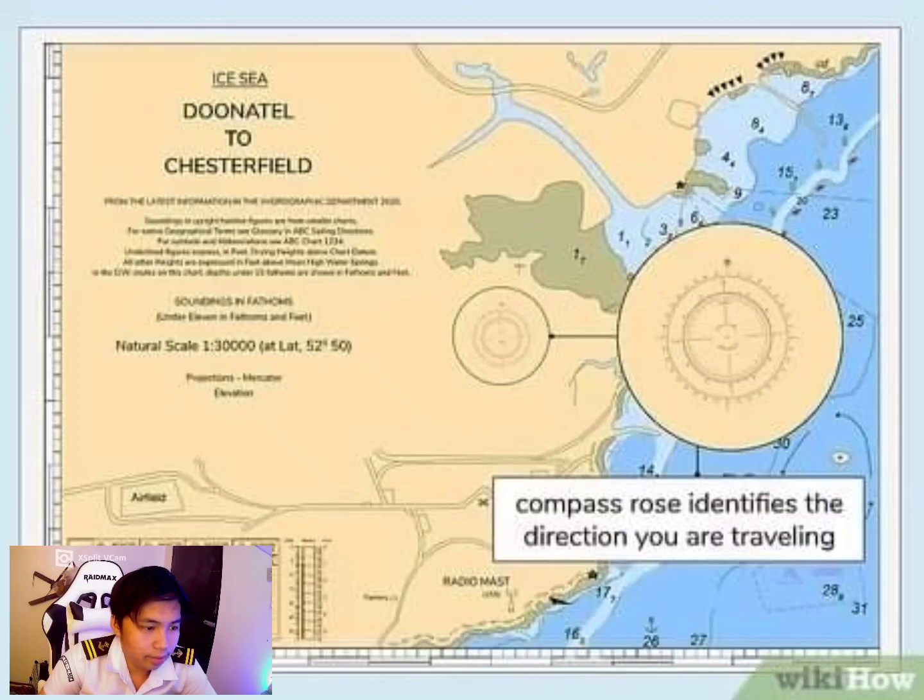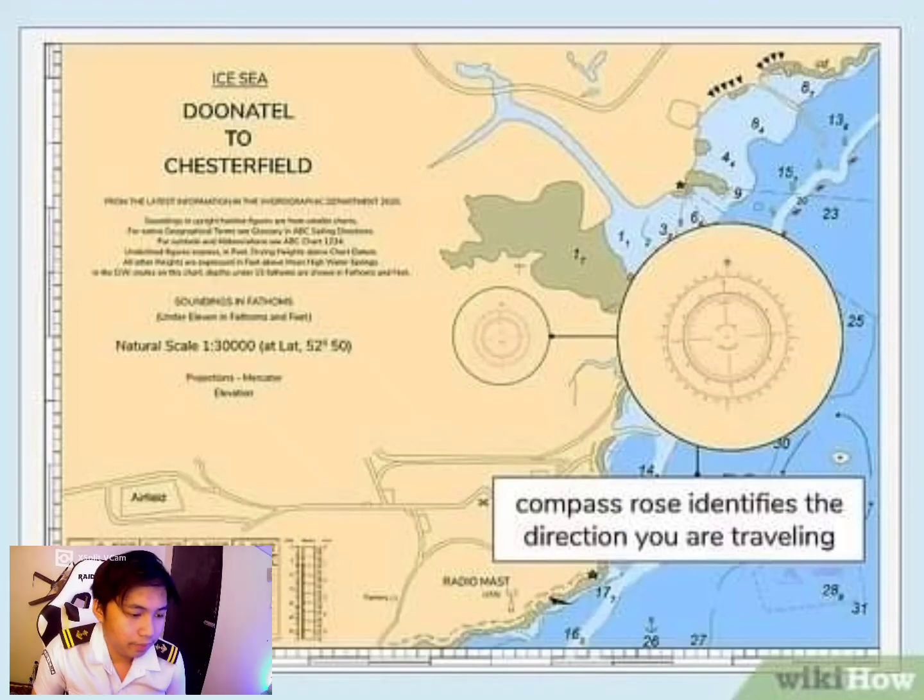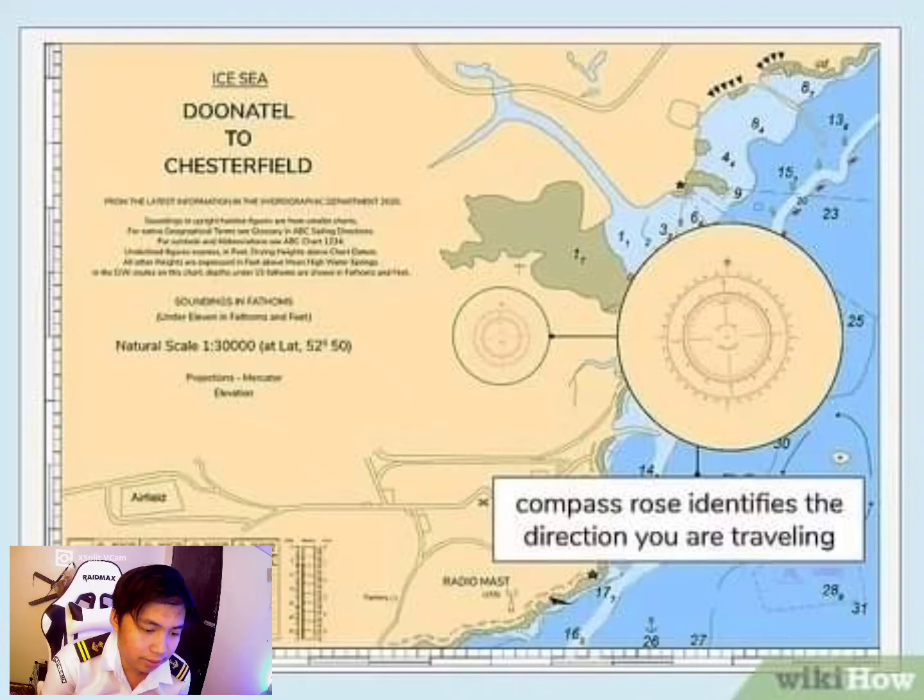Part 3. Identifying common chart symbols. Step 1. Use the compass rose to identify the direction you are traveling. The compass rose is a series of 3 circles surrounded by numbers. The outer circles help you to find true north, represented by a star or zero. The inner circle points to the magnetic North Pole at the time of the chart's printing.